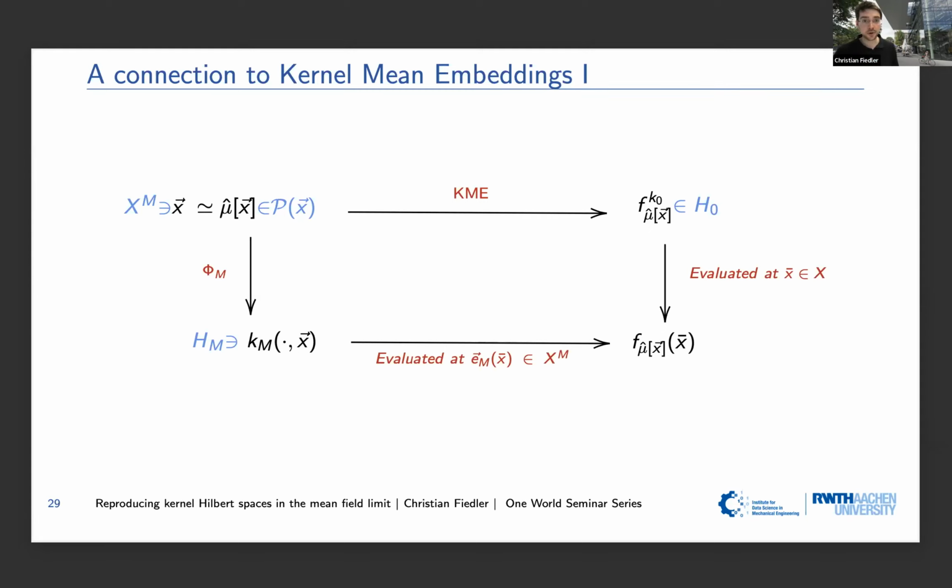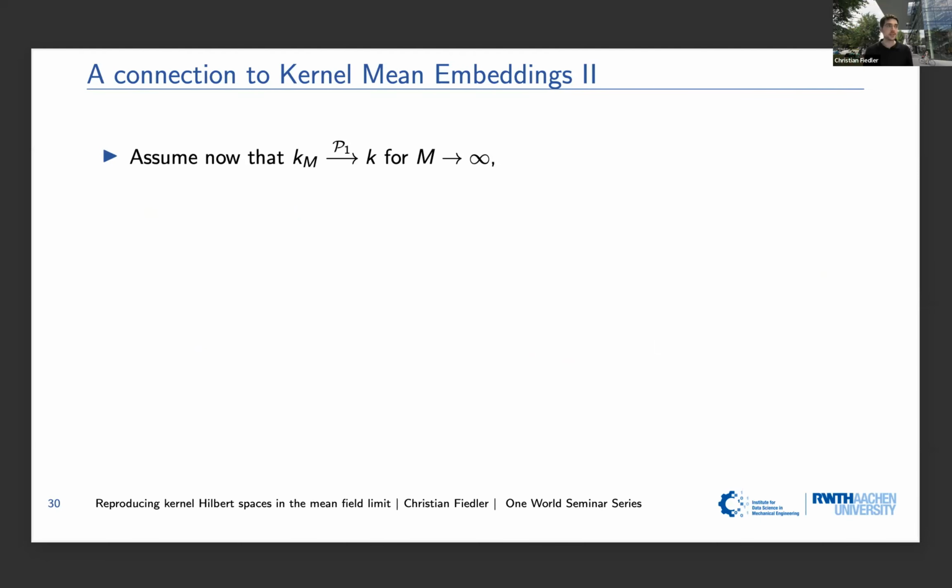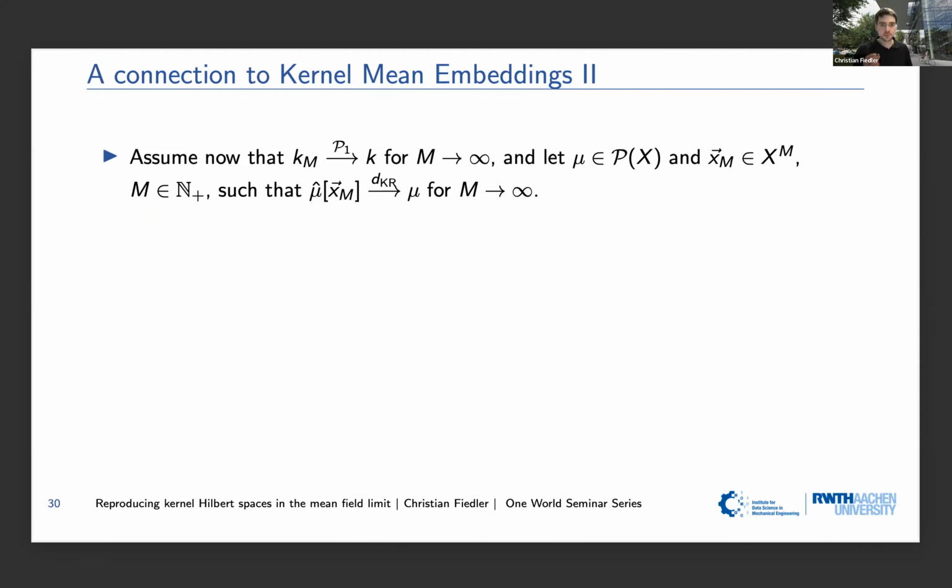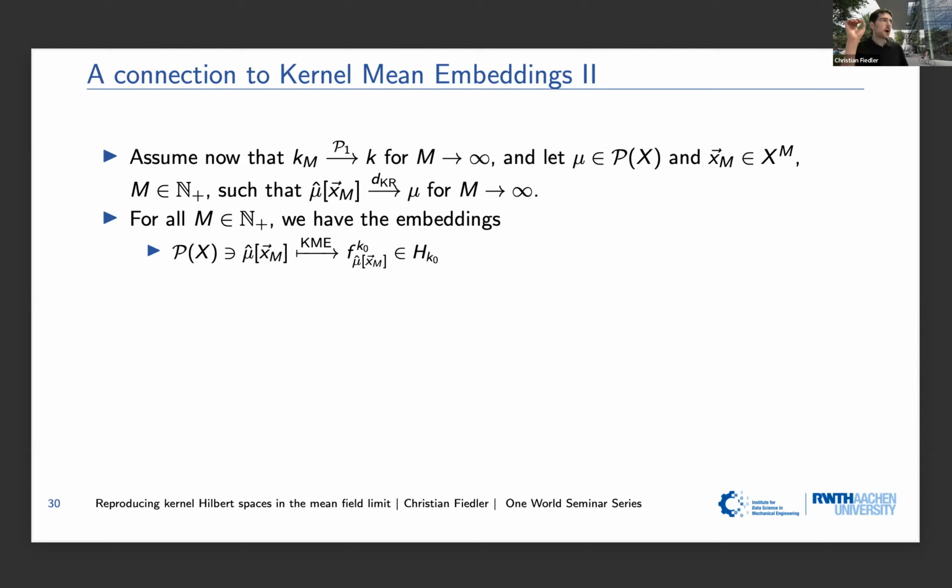Now, things get interesting if we look at the mean field limit. So assume now that we have a mean field limit, and let us fix one probability distribution and a sequence of empirical measures with an increasing number of atoms converging to it. Now, it turns out for each fixed M, we have two embeddings of a given tuple XM. So we can look at the empirical measure and then use the KME, ending up in H0. Or we can extract the atoms, looking at the tuple, and then use the canonical feature map of the double sum kernel, and they end up in the double sum kernel RKHS HM.